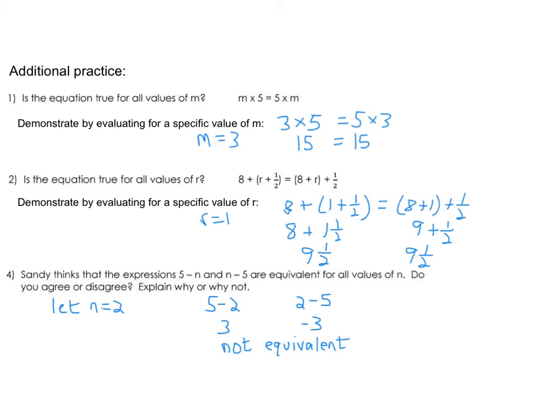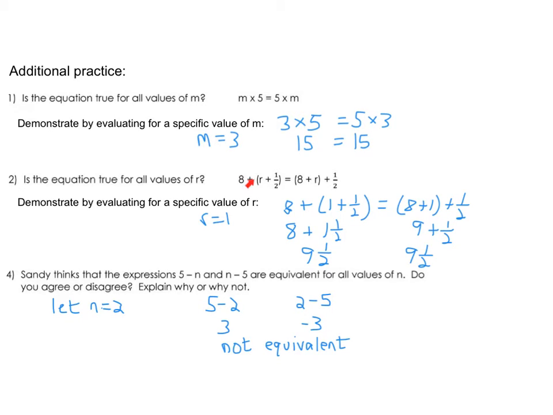All right, check out these answers. For number 1, I let m equal 3, and when I substituted 3 for m, I have 3 times 5. On the right-hand side, I have 5 times 3. They're both equal to 15. So you can see that the commutative property works here.